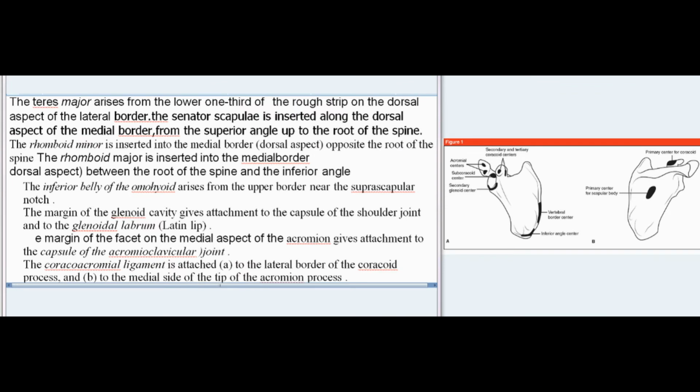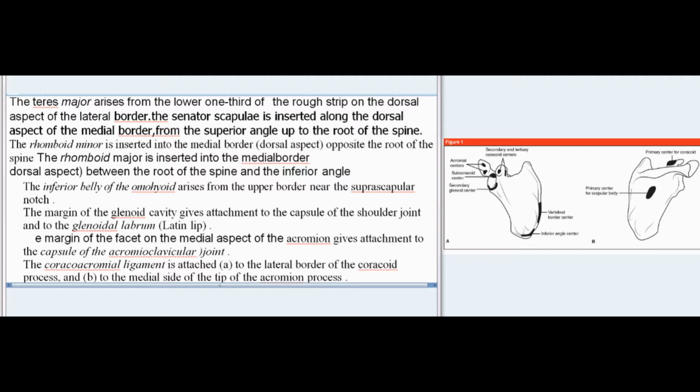The teres minor arises from the upper 2/3 of the rough strip on the dorsal surface along the lateral border. The teres major arises from the lower 1/3 of the rough strip on the dorsal aspect of the lateral border. The levator scapulae is inserted along the dorsal aspect of the medial border from the superior angle up to the root of the spine. The rhomboid minor is inserted into the medial border, dorsal aspect, opposite the root of the spine. The rhomboid major is inserted into the medial border, dorsal aspect, between the root of the spine and the inferior angle. The inferior belly of the omohyoid arises from the upper border near the suprascapular notch.